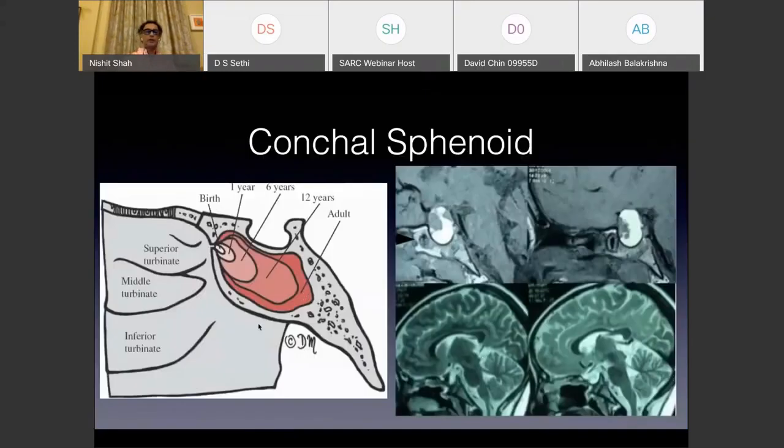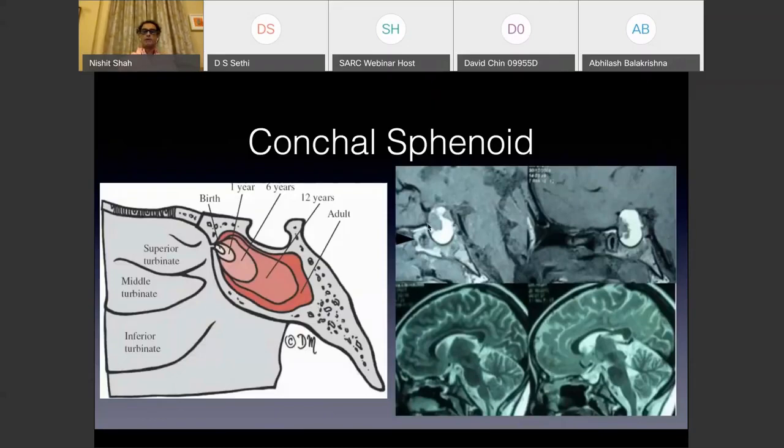Right, so just a quick figure here to show you the growth of the sphenoid. You see that even at 1 year, it's very much just a conchal sort of pneumatization. Until the age of 6, it's very much pre-sellar. And it's only after the preteen years, when you're into the teenage years, that you have sort of an adult disposition with the sphenoid sinus.